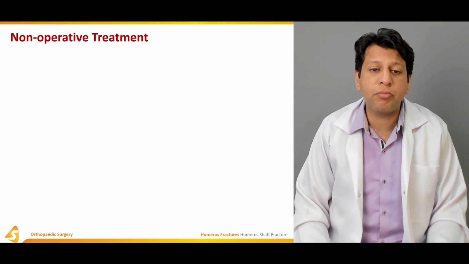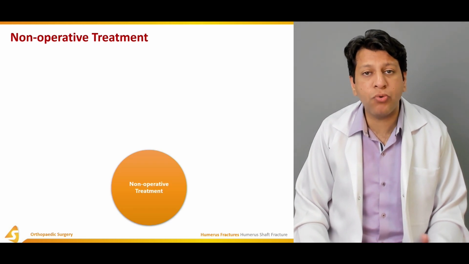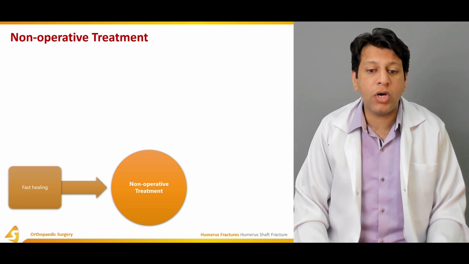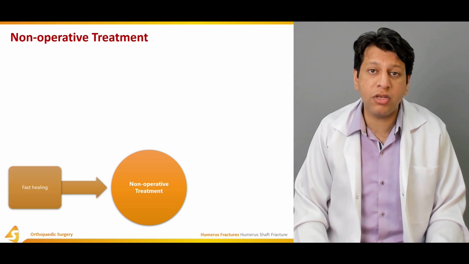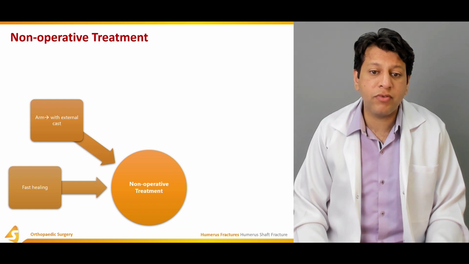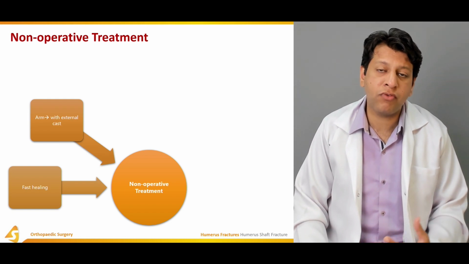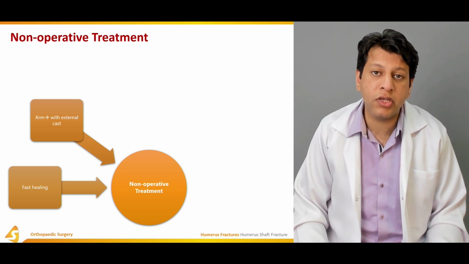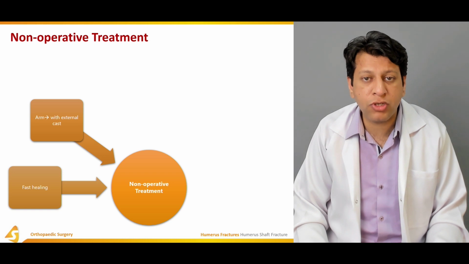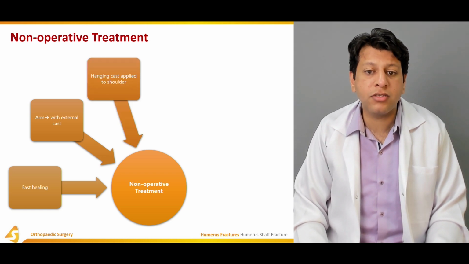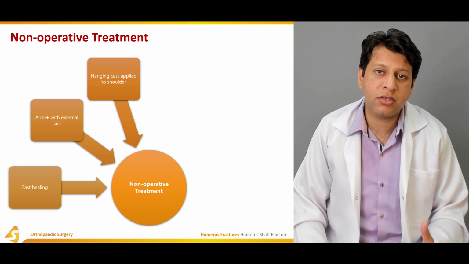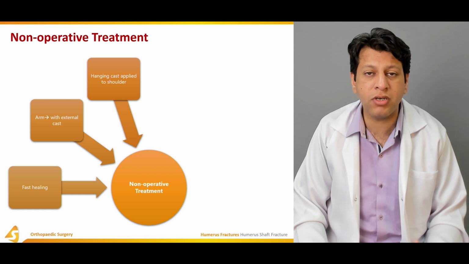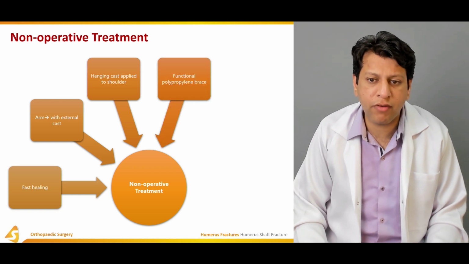Now coming to the non-operative treatment. Most commonly, the shaft of the humerus is treated non-operatively. Why? Because it's a fast healing bone and heals quickly. The arm is usually put in an external cast, called a slab, or a coaptation splint is given, or we can give a fracture humerus brace as well. A hanging cast is usually applied if it's a long spiral involving the junction of the middle third and distal third, but for a mid shaft fracture, a coaptation splint is more than enough.